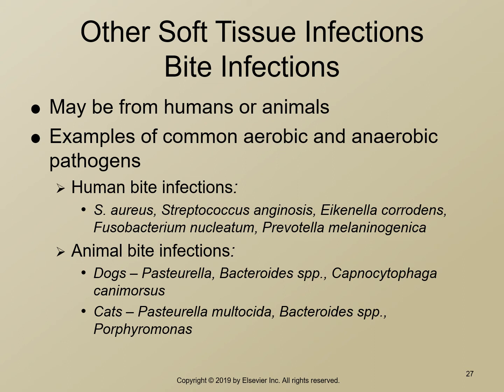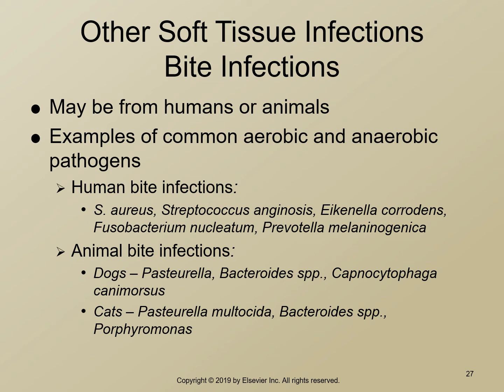Animal bite infections include some different organisms that are associated with specific animals, such as dogs having Pasteurella, Bacteroides, or Capnocytophaga being the causative agents of infection. Usually dog bites are polymicrobial, so they may involve these organisms listed along with several others. So these lists for the animal bite infections and the human ones as well are not all-inclusive.